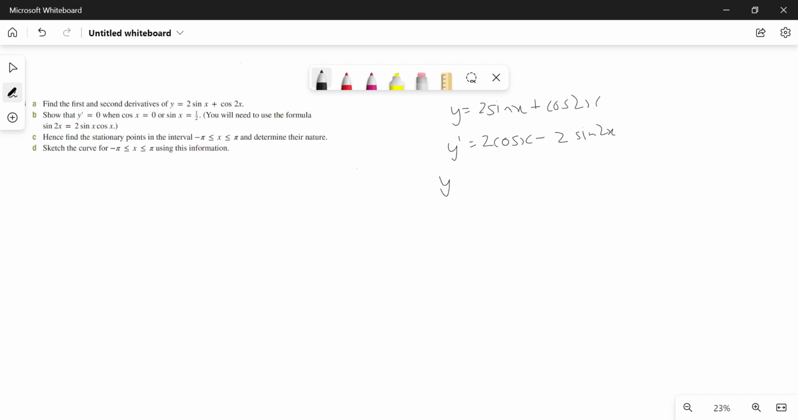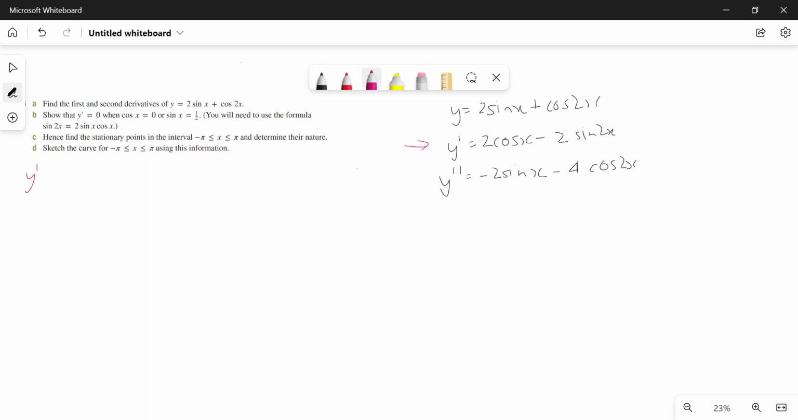So y double dash, cos goes to negative sine, and sine's going to cos, and we need to times by the 2 at the front. So we're going to get that. Alright, so then we have to show that for y dash equals 0. Well, let's make y dash equals 0. So there's our y dash there.